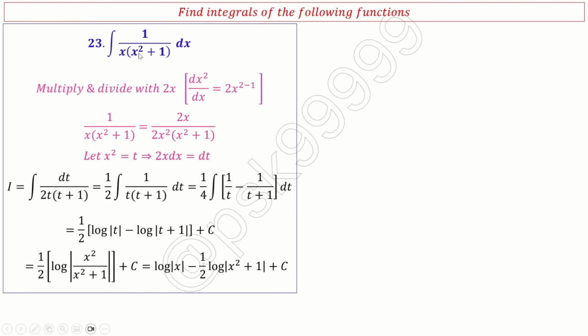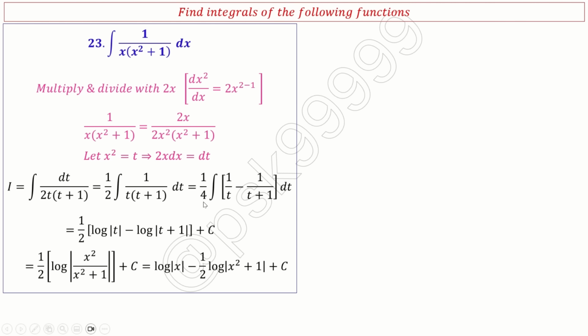Yeah, this one again, you have to take in numerator and denominator, you should multiply with the highest power of x, which is x square here. So n into x to the power of n minus 1, which is 2x, right? So multiply and divide with 2x, okay, and then take x square as t, then you get 2x dx is dt. So you are left with integration of dt by 2t into t plus 1. That is half into 1 by t into t plus 1.